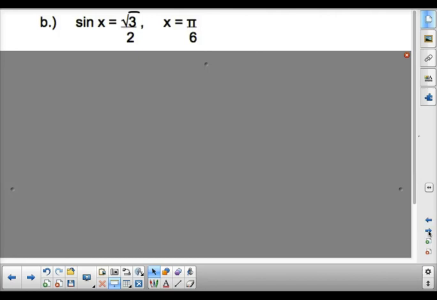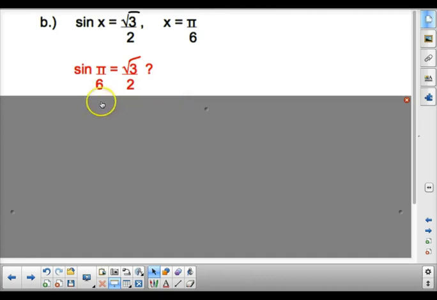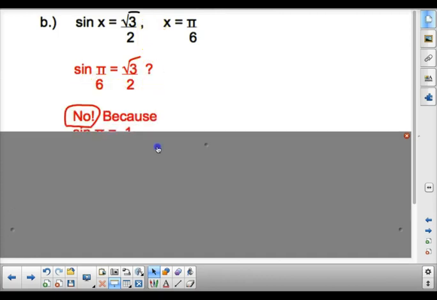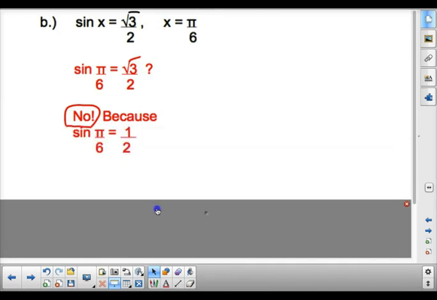Why don't you see if you can find out for the sine of x is equal to the square root of 3 over 2, is x equal to pi over 6 a solution? You can pause the video if you'd like to. If I plug in pi over 6, I'll ask myself, is the sine of pi over 6 equal to the square root of 3 over 2? And it's not, because the sine of pi over 6 is 1/2. So pi over 6 is not a solution for this equation.